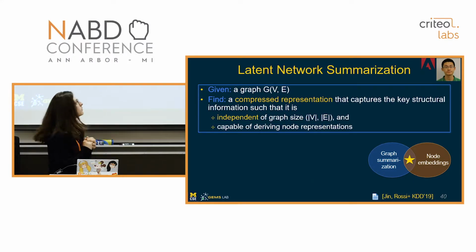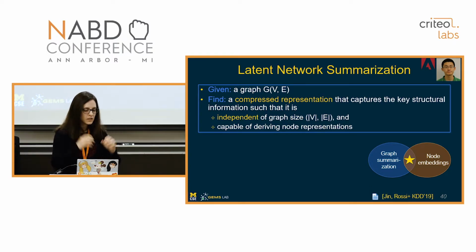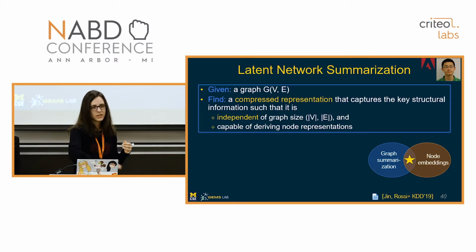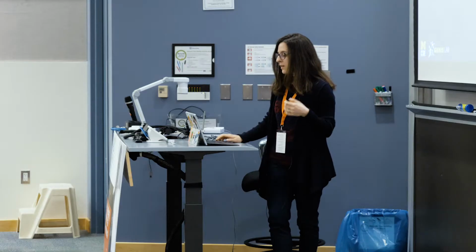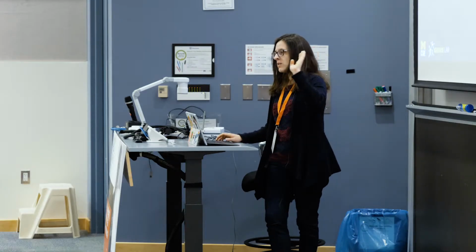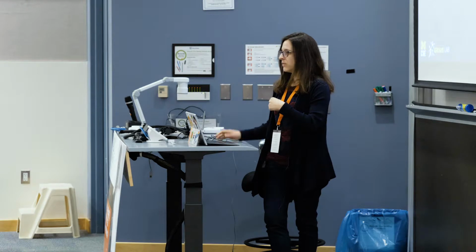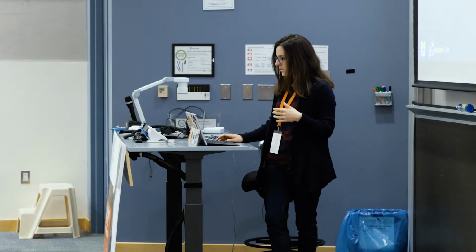So the problem that we are solving is the following. Given a graph, which can be arbitrary, we want to find a compressed representation that maintains some structural properties of this graph. And it needs to be independent of the graph size. So I don't want to be learning a vector per node, for instance, as we do typically. And I should be capable of deriving node representations from that, right? So that I can perform downstream tasks.